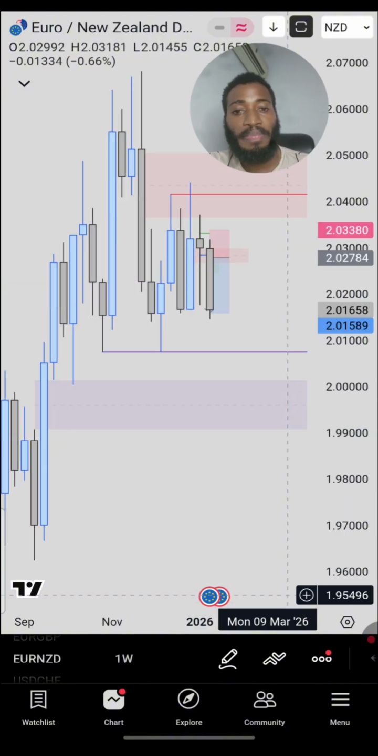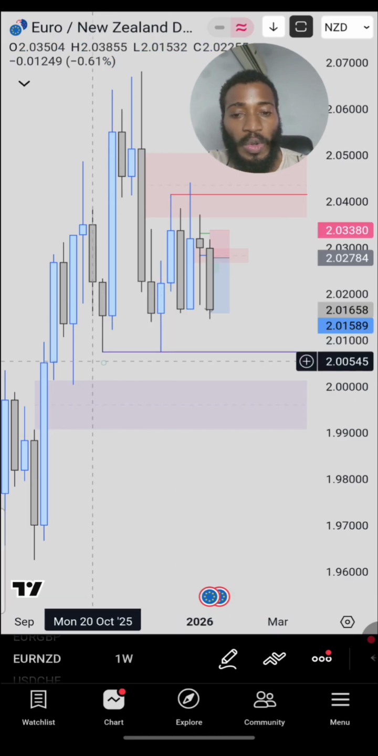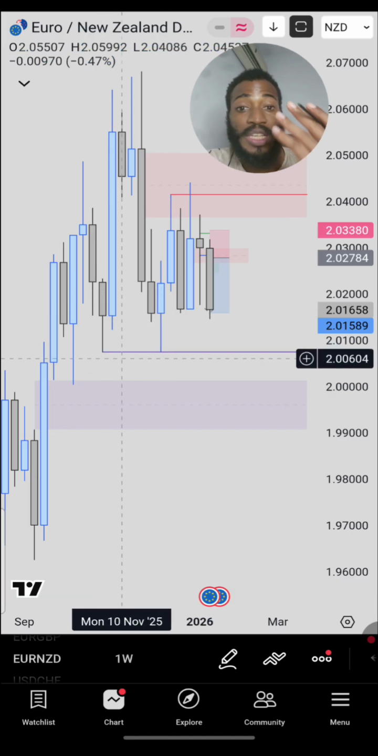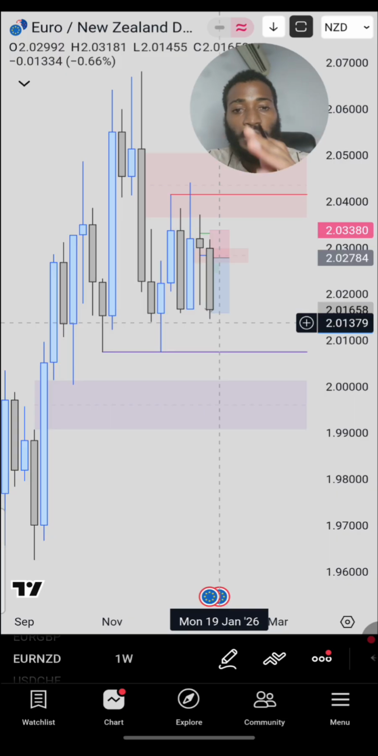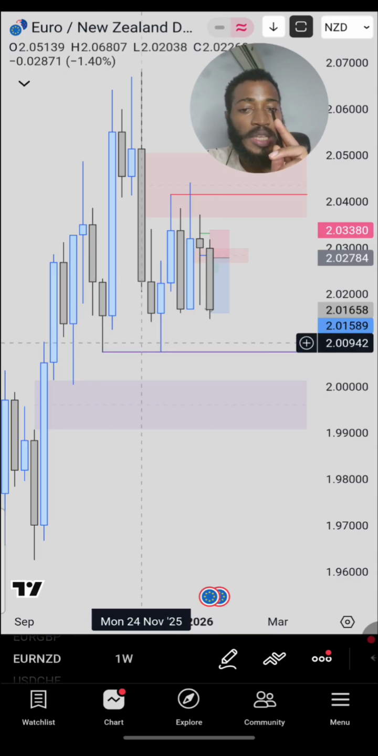Euro NZD is my next favorite pair this week. The reason I like it so much is these relatively equal lows. This is even relative. This is straight out equal lows that we see on Euro NZD. Last week's price action was beautiful. We called it a bearish week, and it was a bearish week. Strong bearish close on the week. Shorts were executed beautifully. However, our weekly target has not yet been hit.